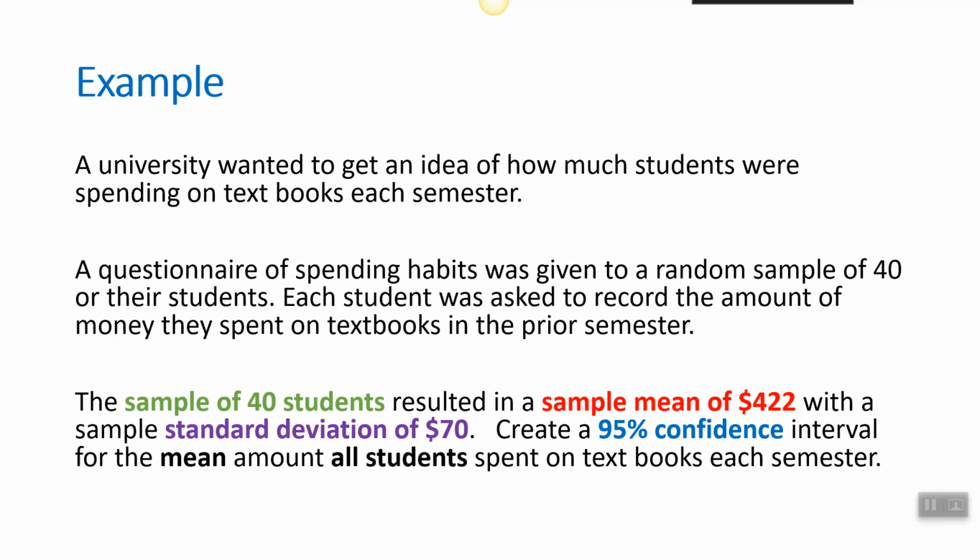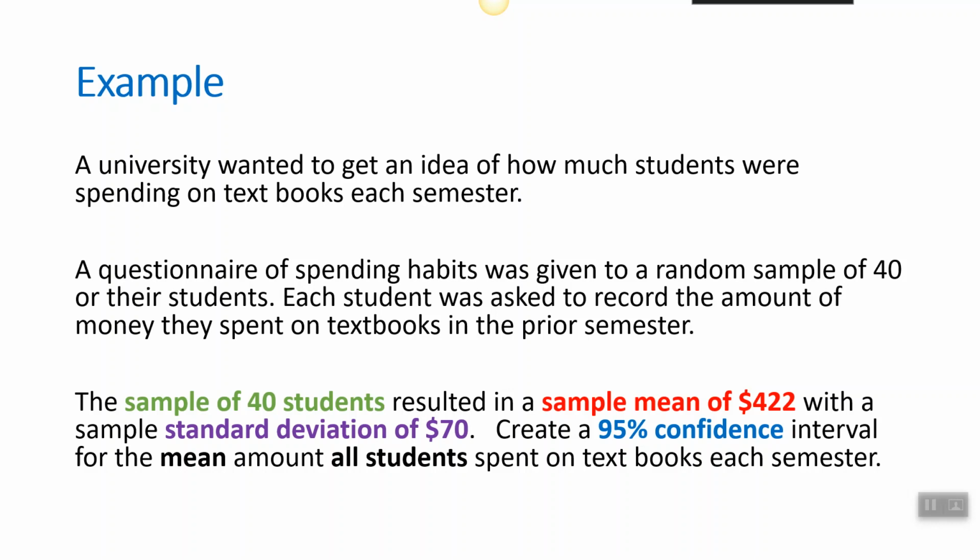So before we get started, I wanted to point out some important features in this problem. I've tried to use some colors here to help you out. This is information that we would either need to plug into formulas, or, in our case, put into StatCrunch. The first is there's a sample of 40 students, so that tells us what n is. And in that sample, there was a sample mean of 422 in red, that's x-bar, and a sample standard deviation of $70.